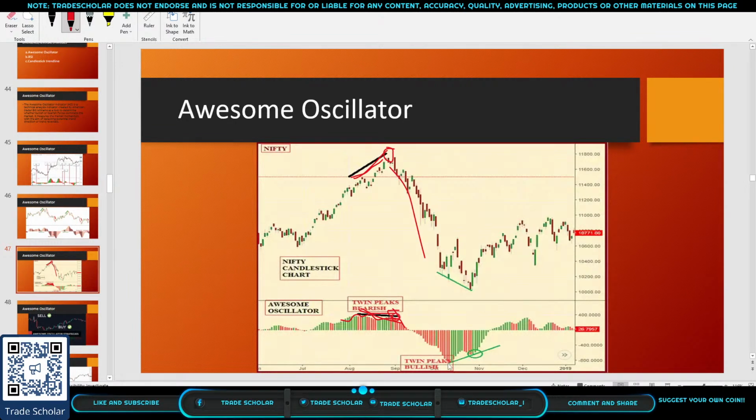This is bullish twin peaks, lower low, higher low. The volume is going high, and then the candle is going lower low. So this is already the bottom because there is no volume anymore. Okay, so it went up from here. That's how you find it.